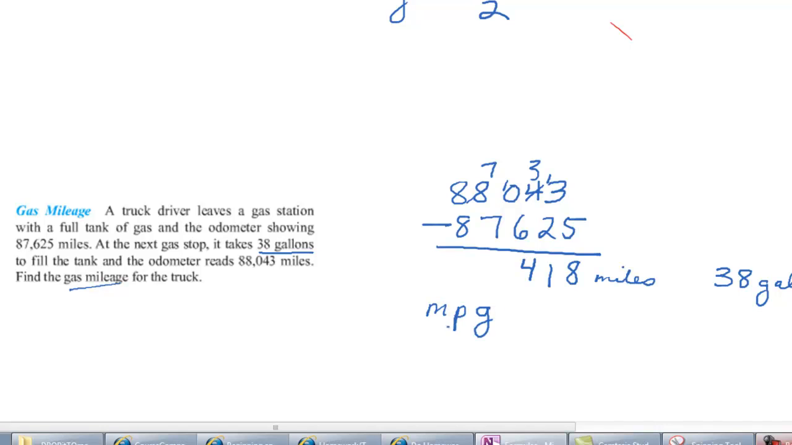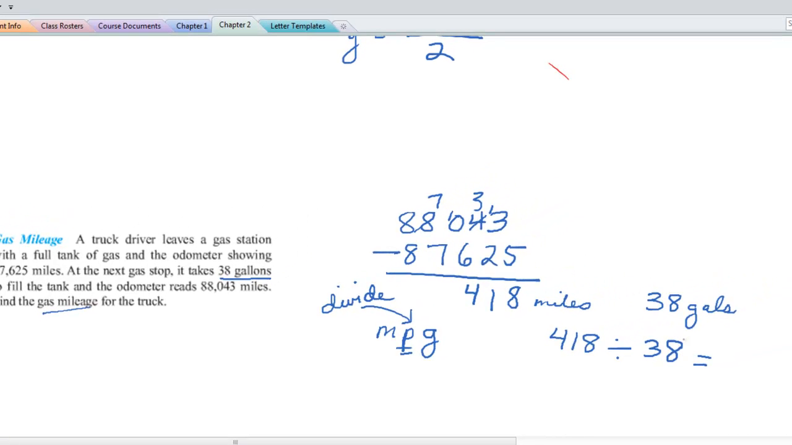We want to find the miles per gallon. I'll give you a hint here: in algebra the word per means divide. So divide miles and gallons. So we're going to put miles, 418, divided by our 38 gallons. And that gives us 11 miles per gallon as the gas mileage for the truck.